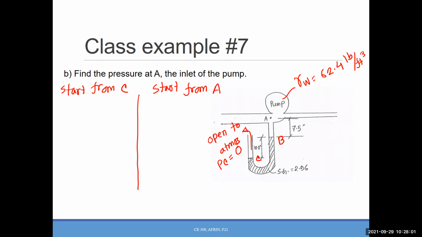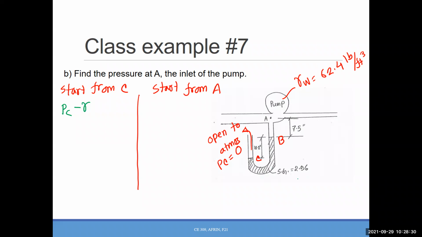Okay. So start from A. Which one should I do first? Start from C or A? C. Okay. So at C, the pressure at C is PC. Then where is the next interface? B. And is it above or below the C? Okay, so that should be gamma.